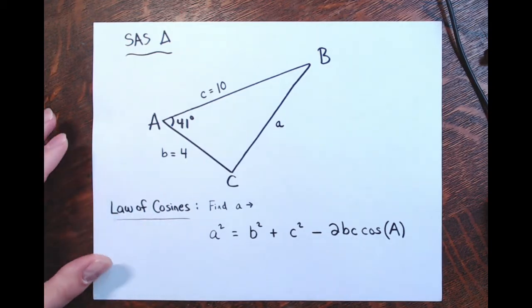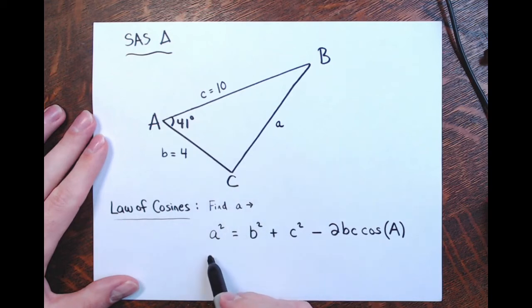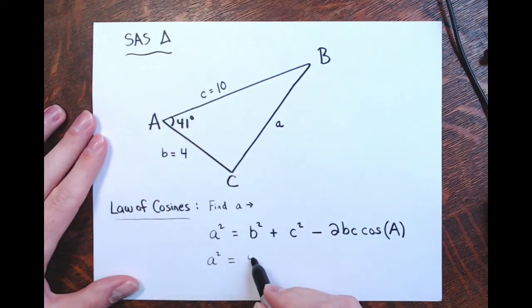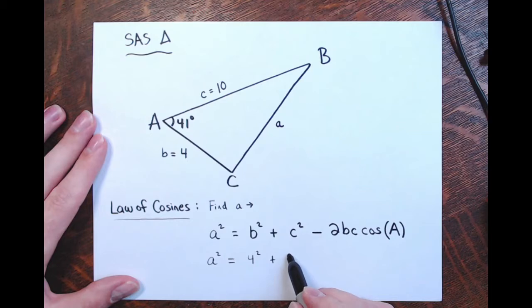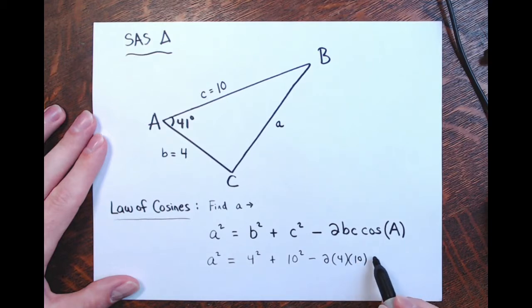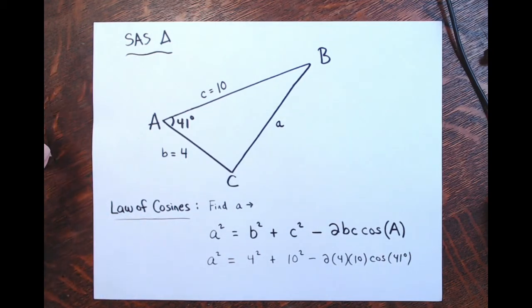So let's fill in the missing pieces. Again, I don't know side a, so we have a squared equals, b squared would be 4 squared, side length c squared is 10 squared, minus 2 times 4 times 10 times the cosine of 41 degrees, my angle A.